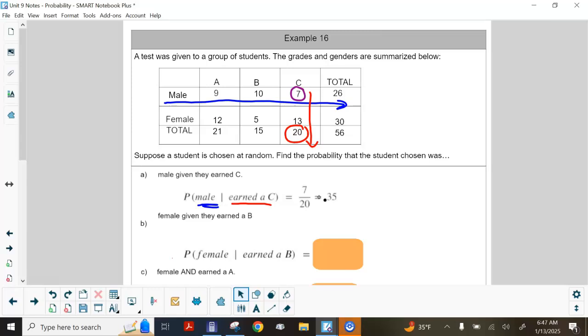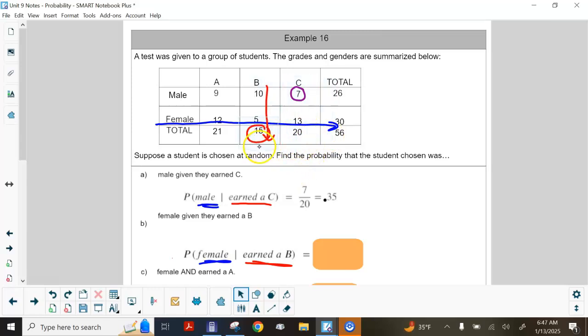Okay. Letter B, another given. So this time they said make sure that we're looking for females that earned a B. So what I'm going to do is I'm just going to move these arrows here. So female earned a B. So that means this line needs to come down to the female line. So that's a total of 30 for a female. And earned a B, that comes over here.